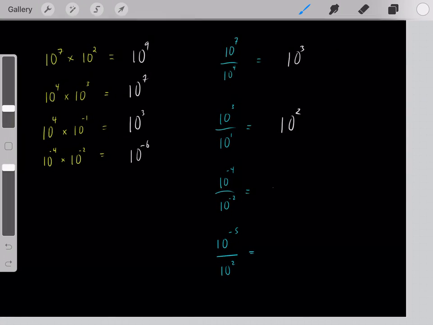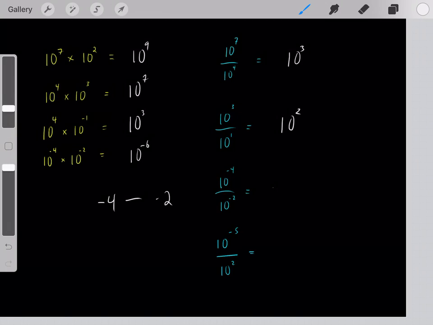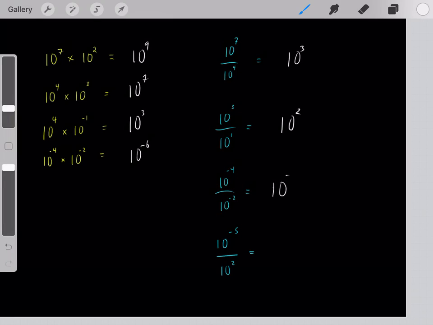So what about this example? 10 to the negative 4 divided by 10 to the negative 2. Well, again, you take the top exponent and you subtract the bottom exponent, negative 2. And we know the rule, you change the sign, so this simply is plus 2. So now we know the answer. This equals 10 to the negative 2.